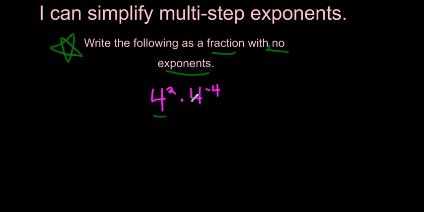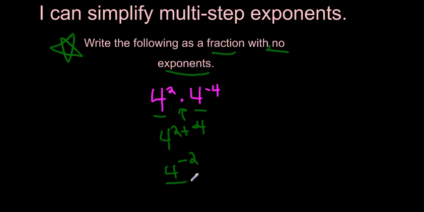We have two bases that are like, they're both 4, and we're multiplying. So that means we're going to add our exponents. So we're going to have 4 to the 2 plus negative 4. And 2 plus negative 4 is going to give us 4 to the negative second power, which would be super great, but we're supposed to get it into a fraction with no exponents.